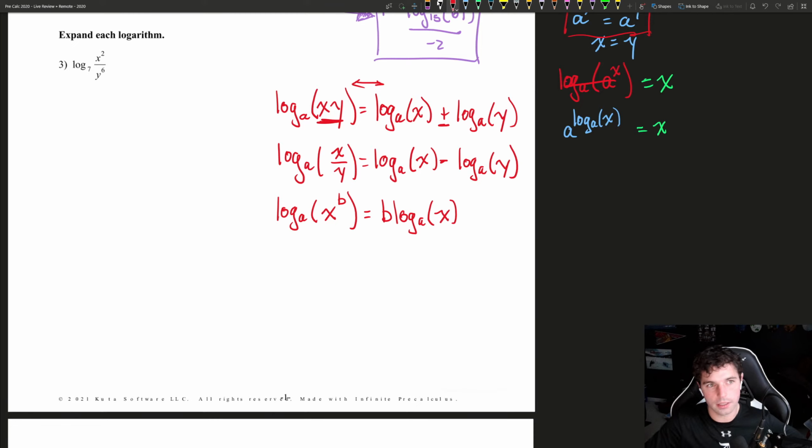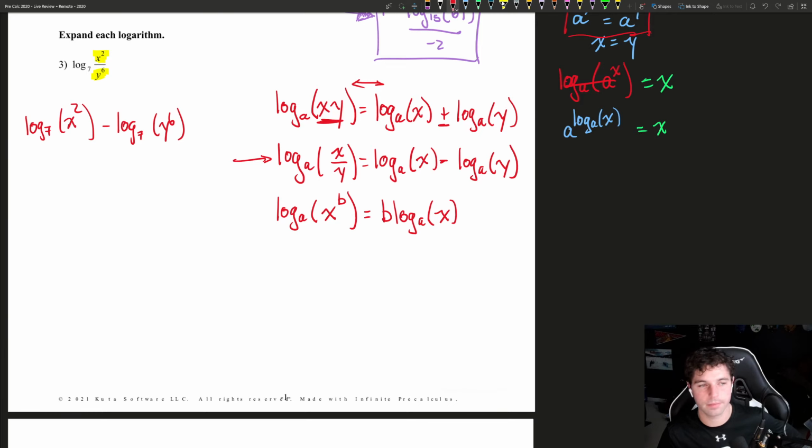So on number 3, we have log base 7 of x squared over y to the 6. And the first thing that you should notice is the fraction bar. Right, we have something over something else, which means we can use this property first. And when we do that, we get log base 7 of x squared minus log base 7 of y to the 6th. So that's the first step. Okay, so that's like part 1 of this problem.